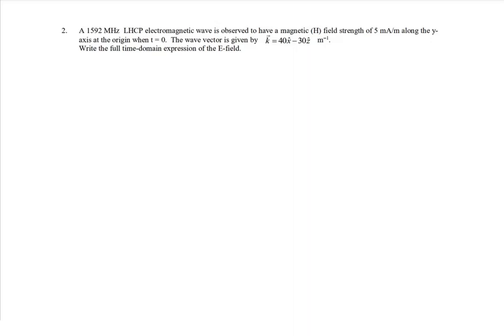Today we're going to attempt to solve question number 2 from our midterm 2 last Thursday. So let's begin. We're given a 1592 megahertz LHCP wave that is observed to have a magnetic field, or H field, of 5 milliamps along the y direction when t equals 0. We're also given a wave propagation vector given by this function. Now we are tasked to find the full time domain expression of the E field.